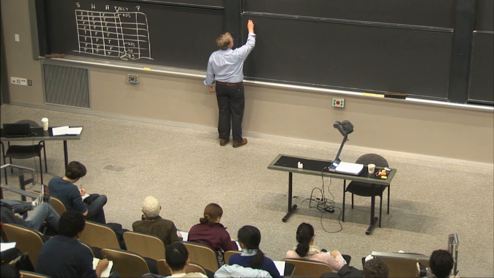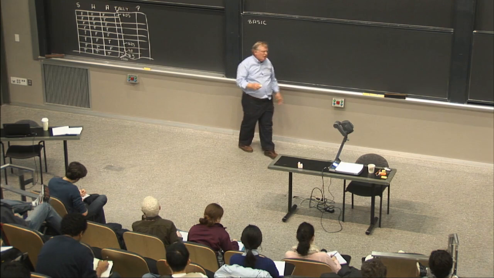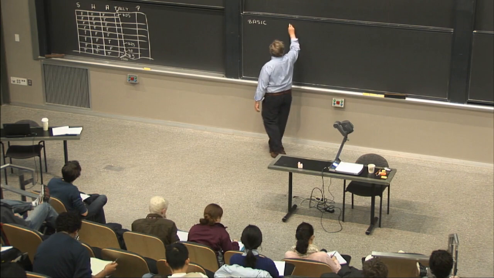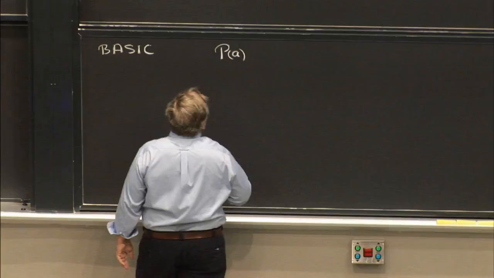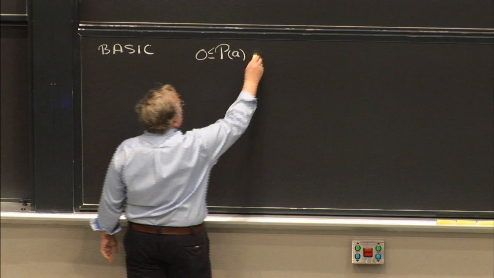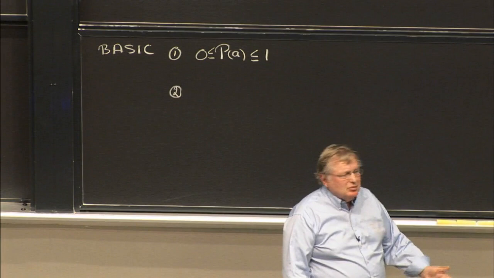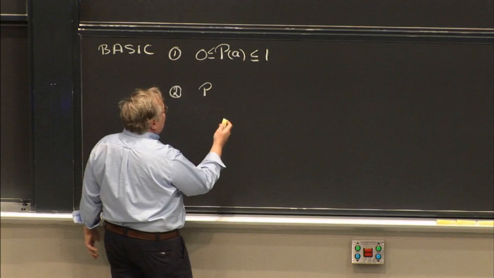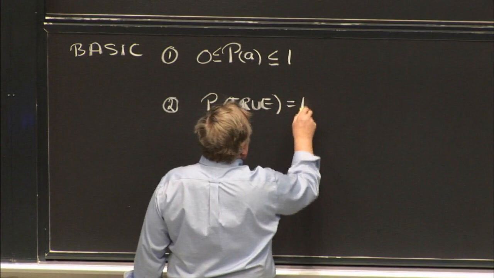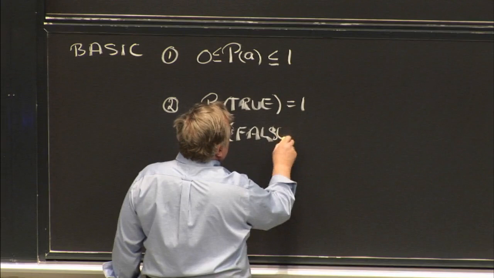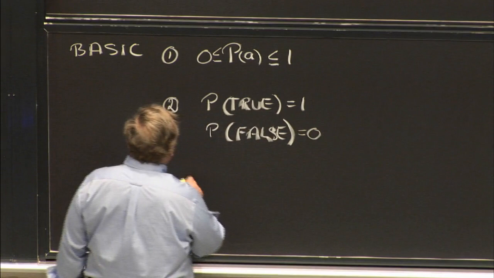All of probability flows from a small number of axioms. The probability of some event A has got to be greater than 0 and less than 1. That's axiom number 1. In a binary world, things have a probability of being true, some have a probability of being false. But the true event doesn't have any possibility of being anything other than true. So the probability of true is equal to 1, and the probability of the false event, the false condition, has no possibility of being true, so that's 0.